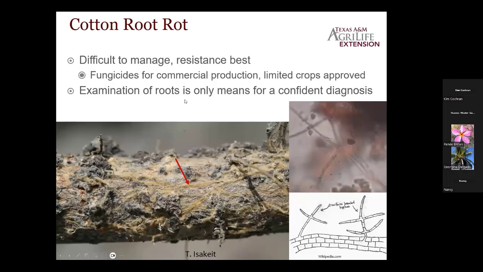Currently, we don't have any soil tests. Examination of roots is the only means of confident diagnosis, like for sure. So you have to dig up the roots promptly before they start to decay, send in a sample, and we look for these little yarn-like structures, and we pluck them off and look at them under the microscope and look for these special little structures called cruciform hyphae. So they make a little plus sign.